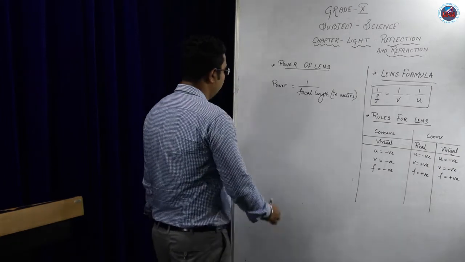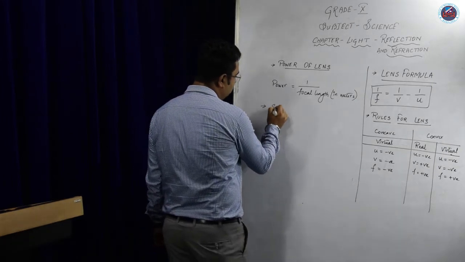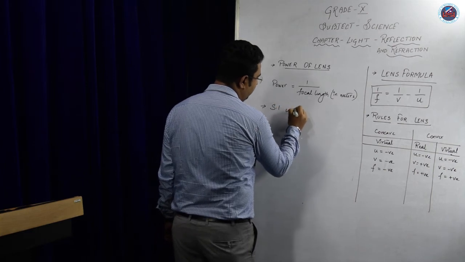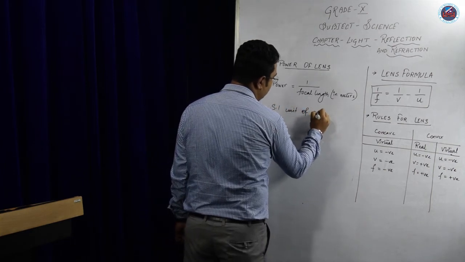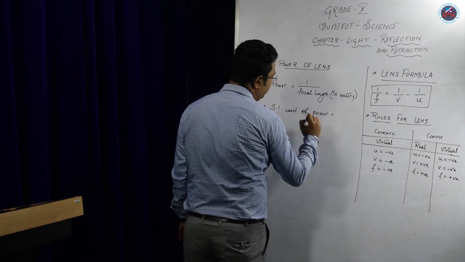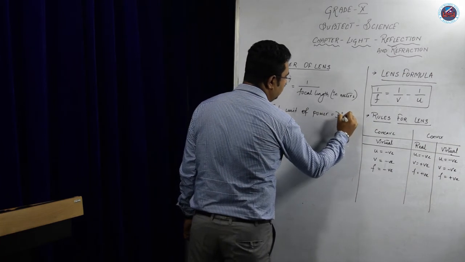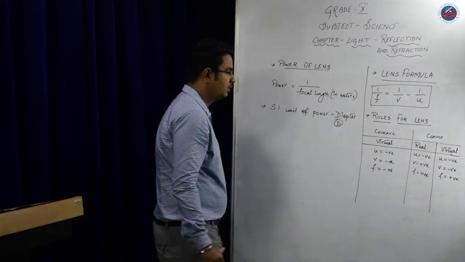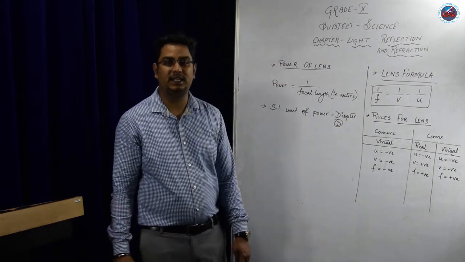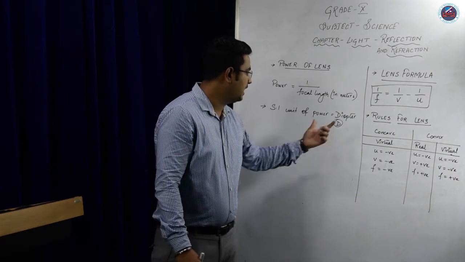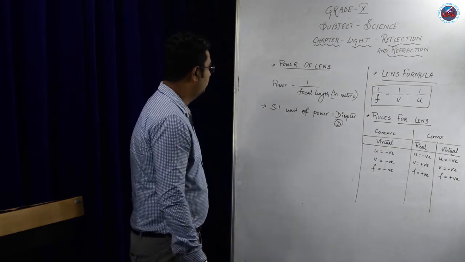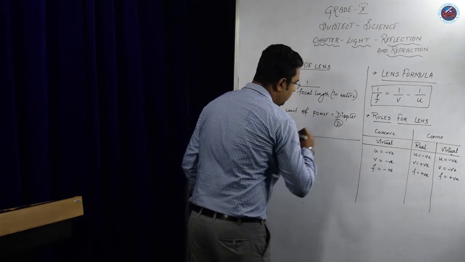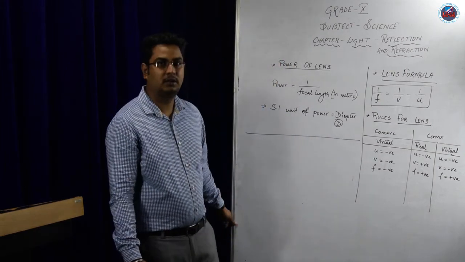Now, the SI unit which we have to focus on more. The SI unit of power is the diopter, which we show with a capital letter D. So diopter, D. So this is about the power of a lens.